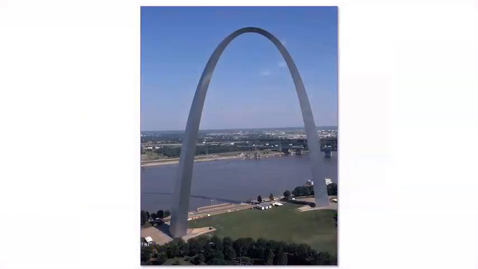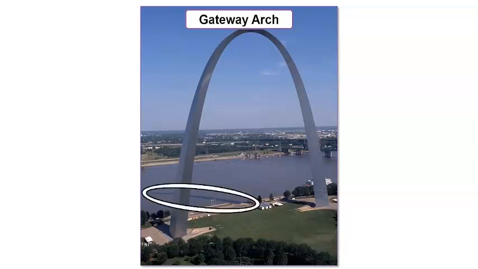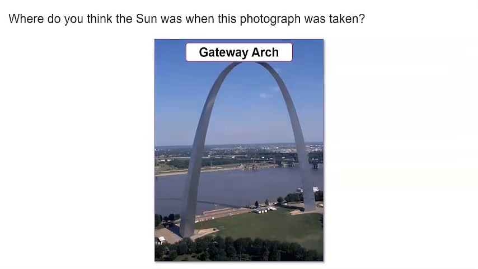My family and I went on vacation in St. Louis, Missouri. Look at this photograph from our trip. This large structure is called the Gateway Arch. Do you notice the position of the Gateway Arch's shadow? Where do you think the sun was when this photograph was taken? Do you think the sun is up in the sky because it is daytime? Good thinking.